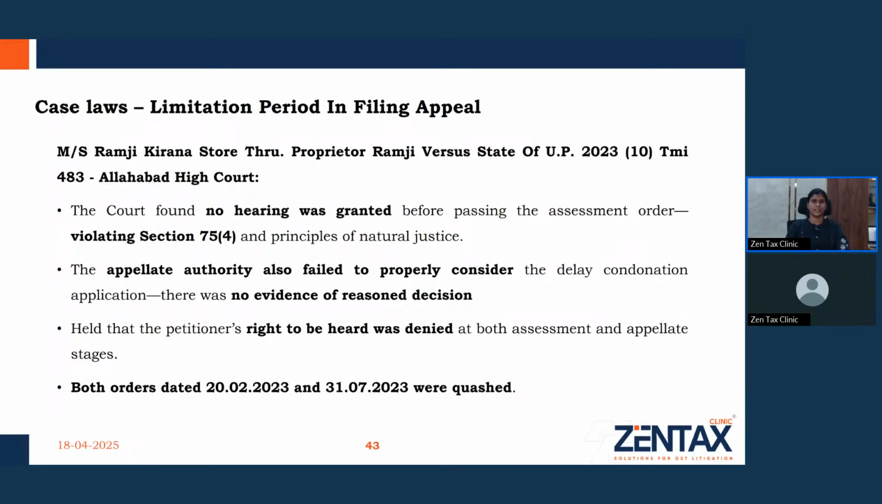Hence, the appellate authority also failed to properly consider the delay. There was no evidence of application of mind. So the petitioner's right to be heard was denied in this case at both the assessment and appeal stages. So the court has quashed both the orders and provided relief to the appellant.